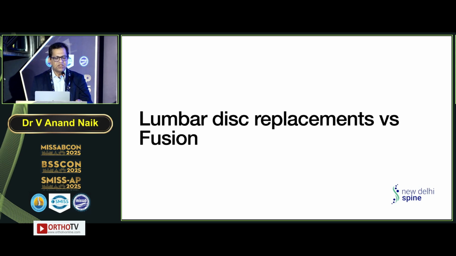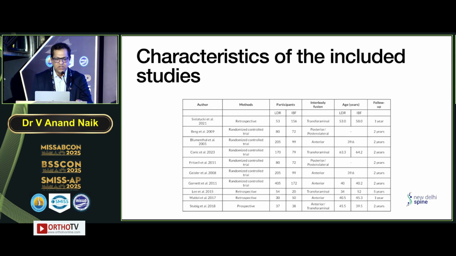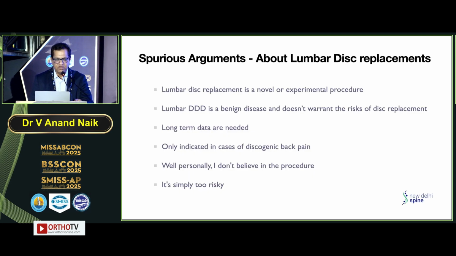Now we talk about the meta-analysis of the lumbar disc replacements versus fusion. And the fusions were either anterior lumbar interbody fusions or the posterior MIS TLIF fusions. So these were the studies which were included. There were only 10 papers which qualified.